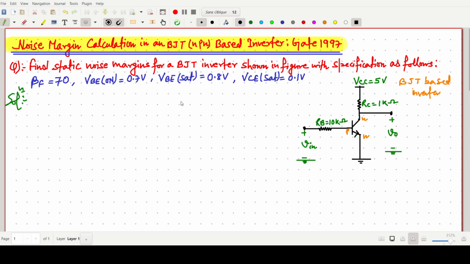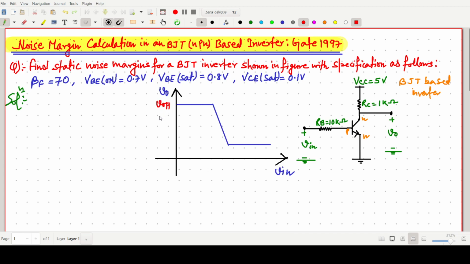If an inverter comes to mind, first of all we have to make the VTC curve, because we have to find the noise margin for low input and high input. So I am first drawing the VTC curve. This one we can say is V naught, and this one is our V in. For a low input, it will give the high value of output, so I am writing V naught H.